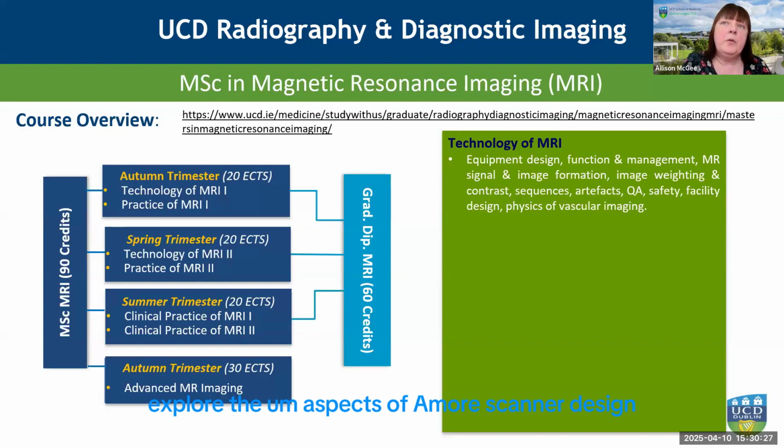We will also explore the aspects of MR scanner design, its function and management. We'll look at MR signal formation, the image weighting and contrast characteristics, artifacts, their origin and limitations, and of course, aspects of safety and facility management. And these topics are spread across the 2 technology modules. So the first module very much is an underpinning of core principles, and the second technology module develops those further, particularly in the context of fast imaging, fast body and vascular imaging, and the variations in sequence design, etc., that are needed to support those scanning techniques.